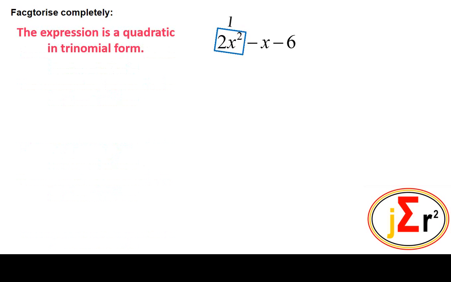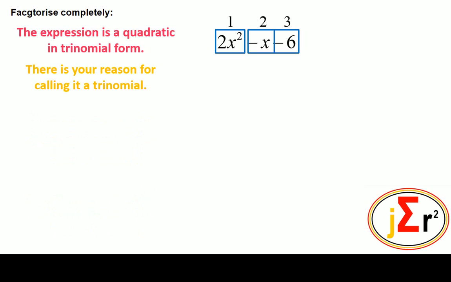However, it is very clear why it is called a trinomial, because it is very obvious right there. We have three terms of a trinomial. So there's your reason for calling it a trinomial.